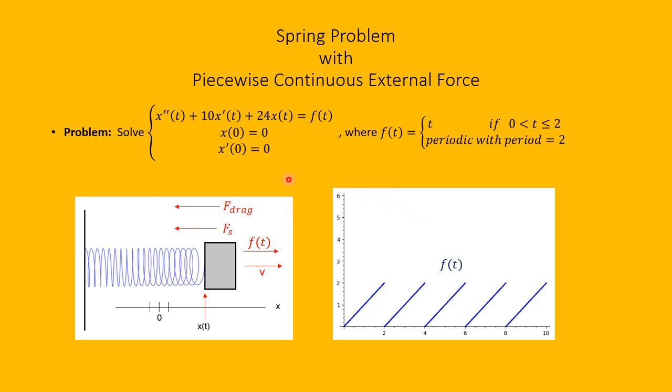We're going to consider this differential equation for this spring system. The second derivative of x with respect to t plus 10x prime of t plus 24x of t equals f of t. X of t is the position of this mass at any time t. And we'll look at fairly simple initial conditions. At time 0, the position of the mass starts at 0 over here, and it also has an initial velocity of 0.